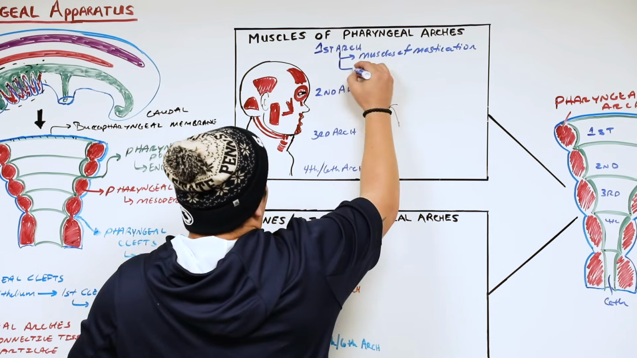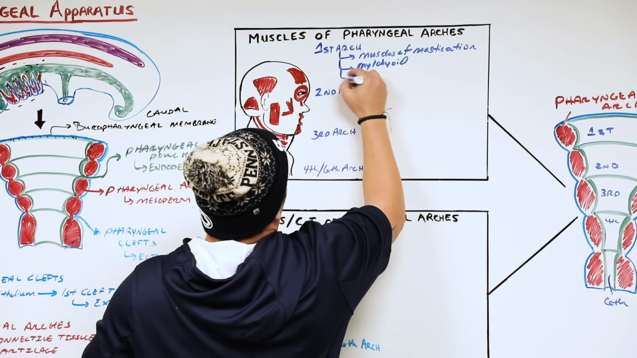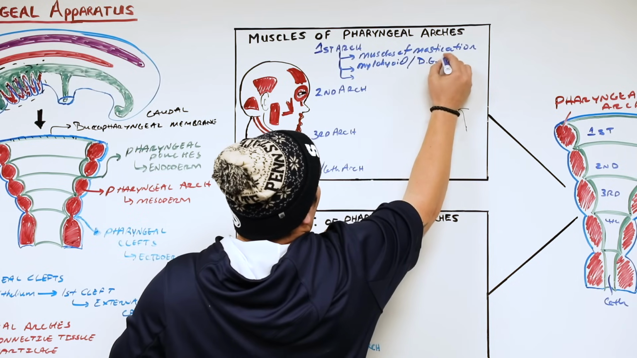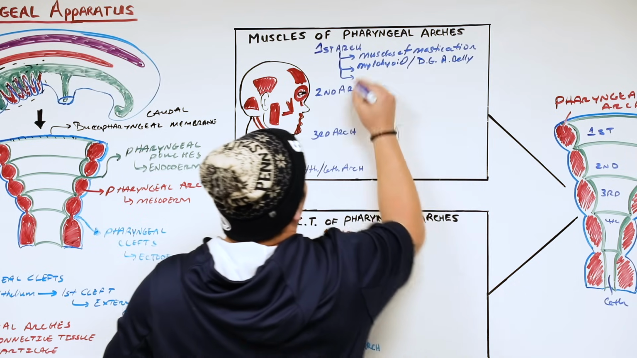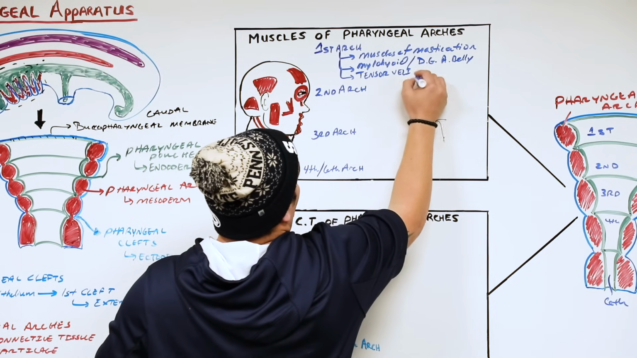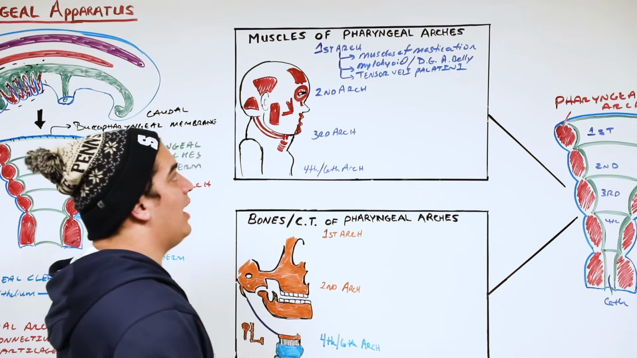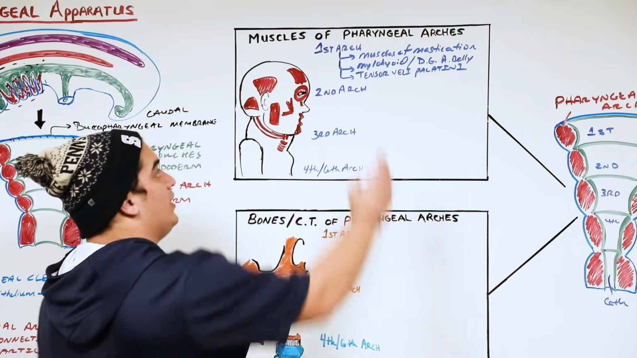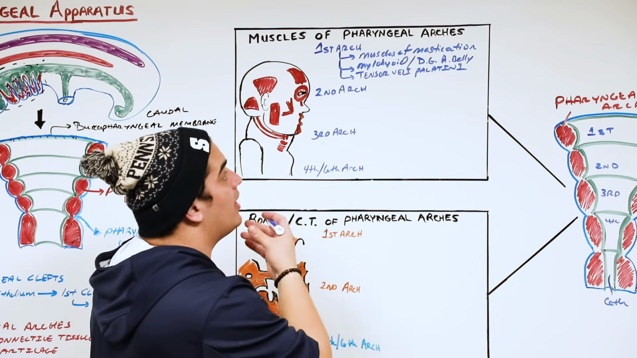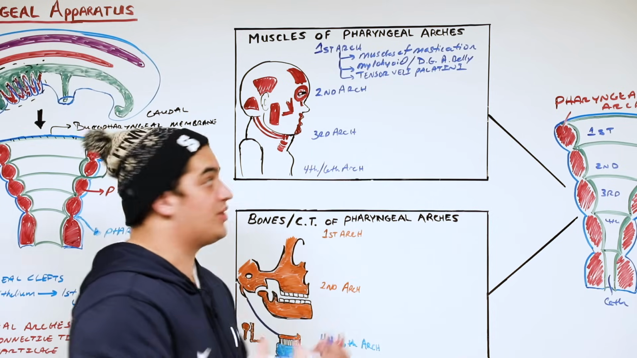The other muscles that it also supplies are the mylohyoid and the digastric, and we're going to abbreviate this, digastric anterior belly. And then the last one is going to be the tensor veli palatini. Okay, so these are the muscles that are supplied by the first pharyngeal arch. These are for chewing. These are basically going to be suprahyoid muscles, and this is also going to play a role within movement of that soft palate during swallowing.